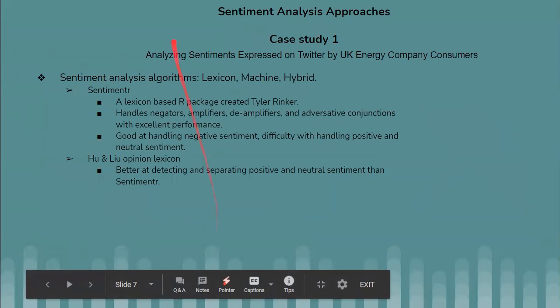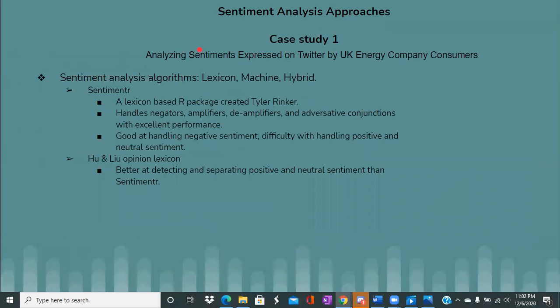Hello. When looking at the varying ways that tweets, for example, are broken down, there are three basic ways. The first way is a lexicon approach, the second way is a machine learning approach, and the third is a hybrid approach, which uses a combination of both. Now, I chose to bring forward two different lexicons, for example, because they are related to the case study that I'm going to reference.